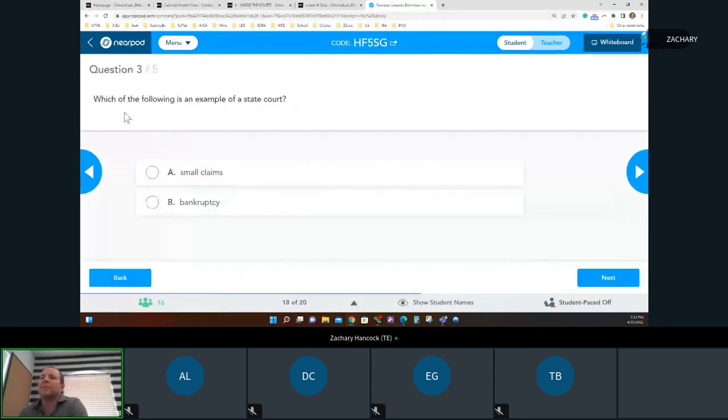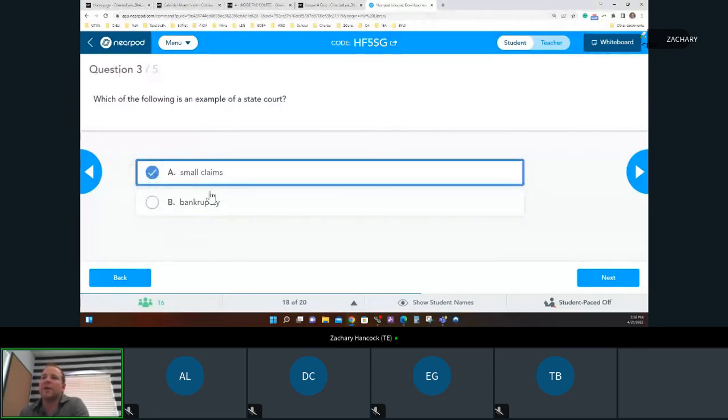Which of the following is an example of a state court? Small claims or bankruptcy? What do you guys think? Small claims, good. Bankruptcy is, remember, at the federal level.